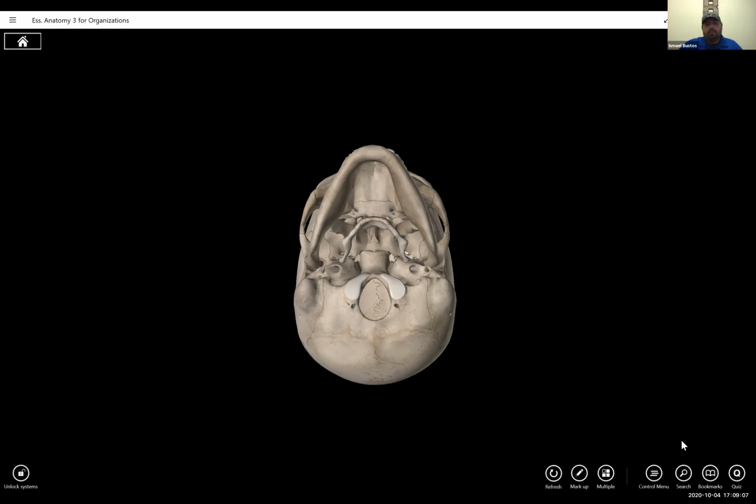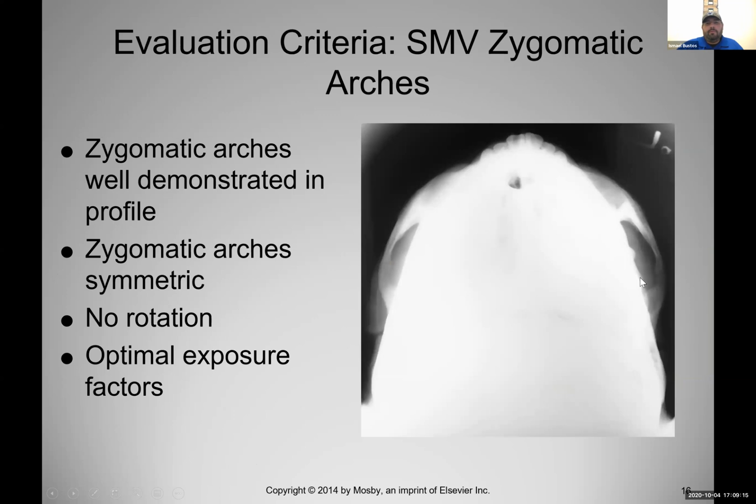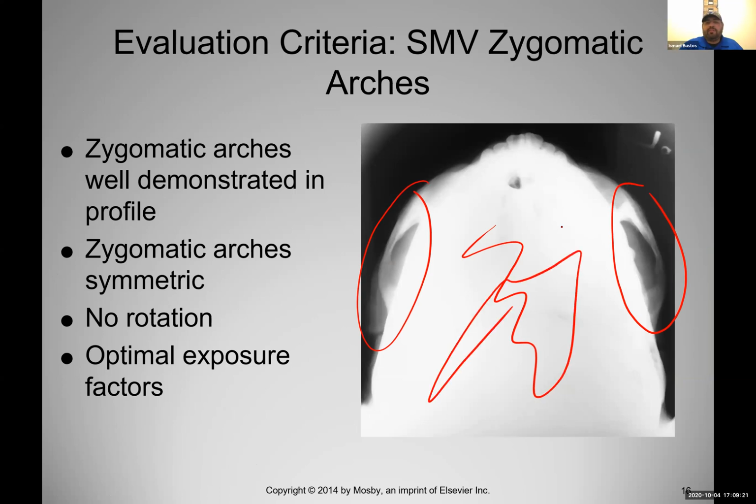Once you've done that, you're centered at the correct spot. Collimate and suspend respiration. This is what it should look like. You can see the zygomatic arches on each side. You'll notice that all this in here is less exposure, but that's okay because we want to see those zygomatic arches and they're very thin. If you made enough exposure in this area, the zygomatic arches would be overexposed, so you're going to see it kind of light like that.